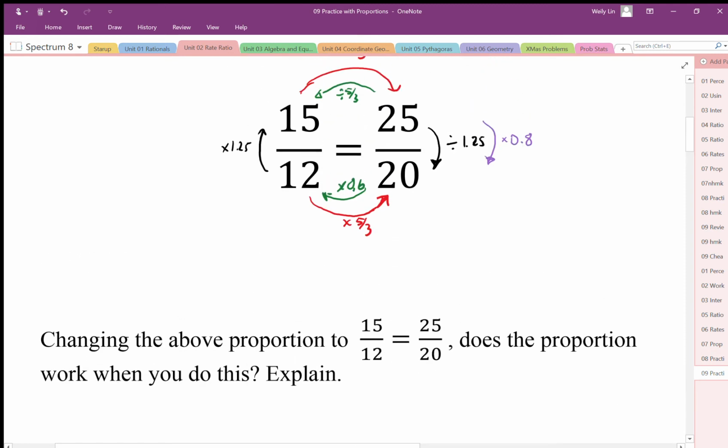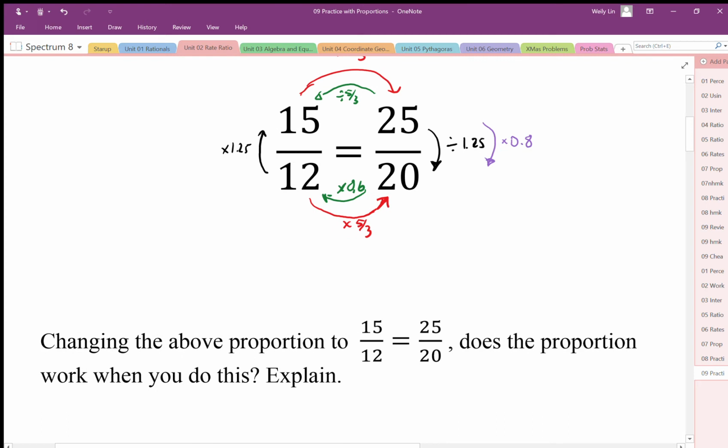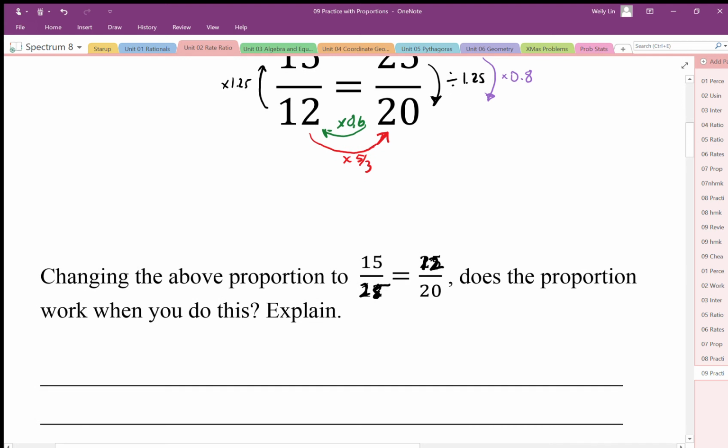So notice that we started with 15 over 12, and oops, this is a typo here. This should be, if we change this to 15 over 25, sorry, I change this to 15 over 25. Is 15 over 25 the same as 12 over 20? Does this proportion still work? So test it out. How are some ways we can check it?